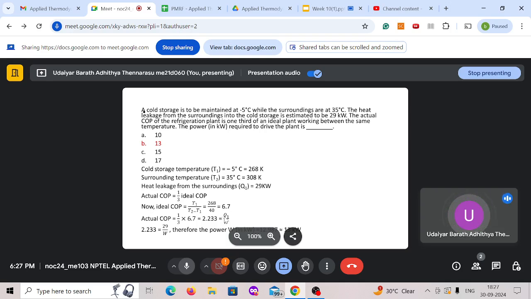So we know the heat inlet or the cooling capacity which has to be provided. Q is 29 kilowatt. The COP is nothing but your desired output by the input. So desired output is my cooling load, or the heat which has to be removed, divided by the work which we have to provide. With that we can estimate W. The actual COP is 2.233 and the cooling capacity is 29. So W will be 29 divided by 2.233 and it will come out to be close to 13 kilowatts. So the answer is option B, 13 kilowatts.